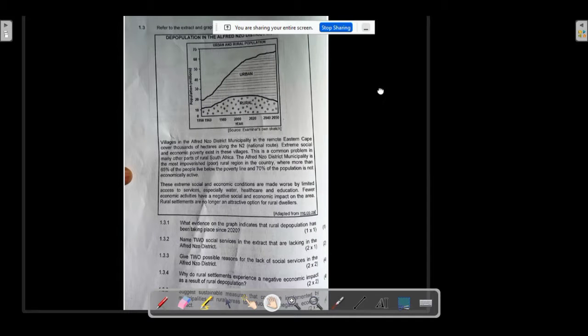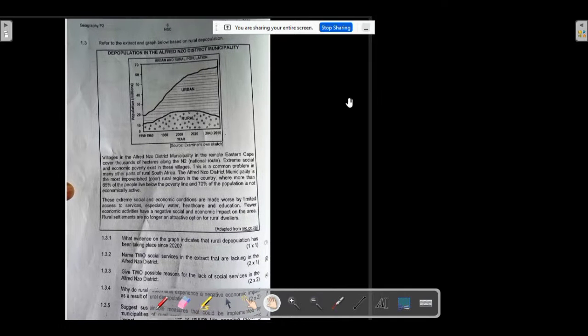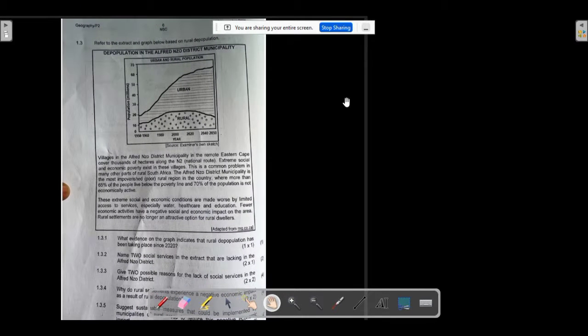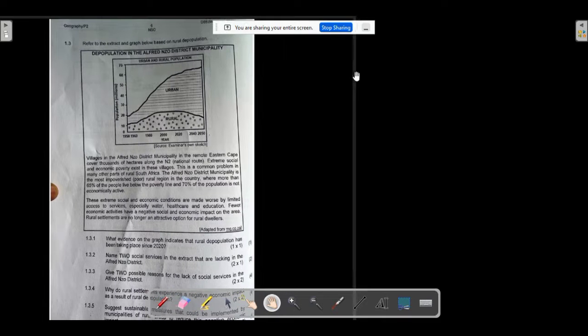So for 1.3, we have an extract and there's a graph as well. 1.3 says refer to the extract and graph below based on rural depopulation. The title says depopulation in the Alfred Nzo district municipality. I hope it's Nzo, guys.